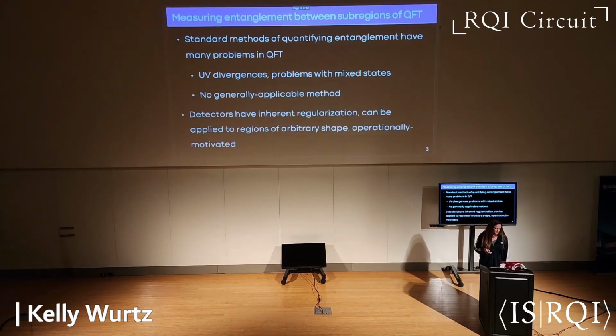Detectors, on the other hand, are inherently regular. They have a finite spatial and temporal extent and a finite energy gap, and so we will not get UV divergences. And they also easily handle arbitrarily shaped regions, even in cases with time dependence. So they seem to be a promising and operationally motivated way of studying the entanglement structure of QFTs.